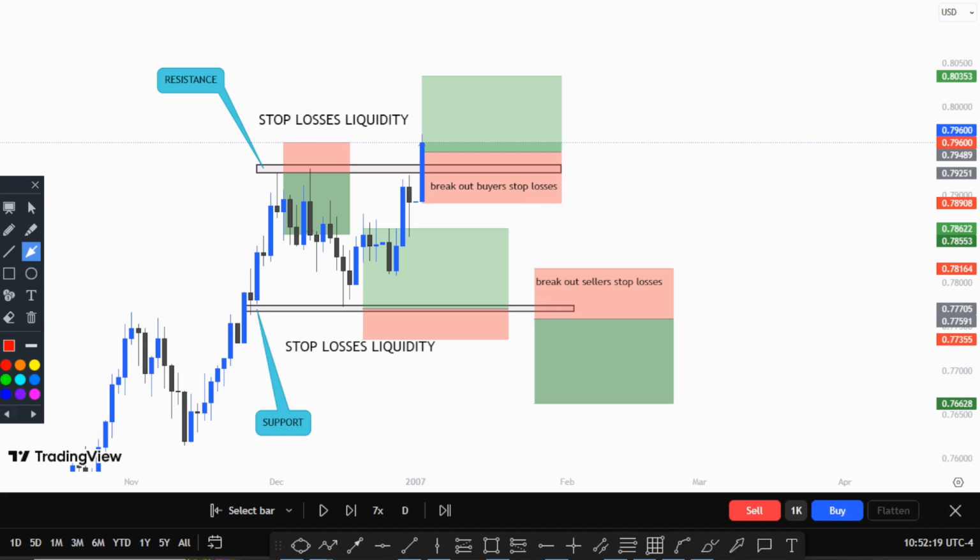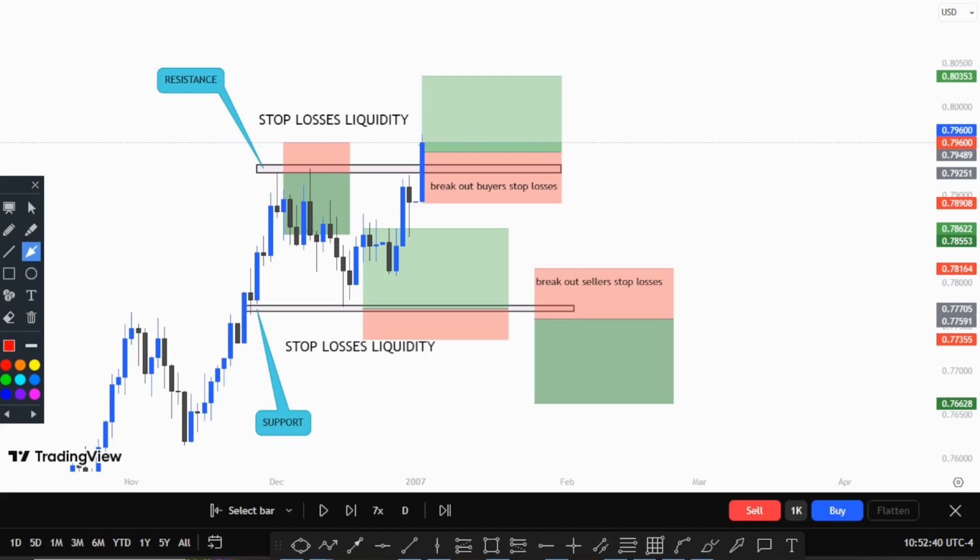Meanwhile, at the support level, retail traders will buy the market placing their stop losses below the support. Breakout sellers will also put their sell stops below the support, with their stop losses above the support. This also creates tons of liquidity below the support. This is a trap created by the large players in the market.